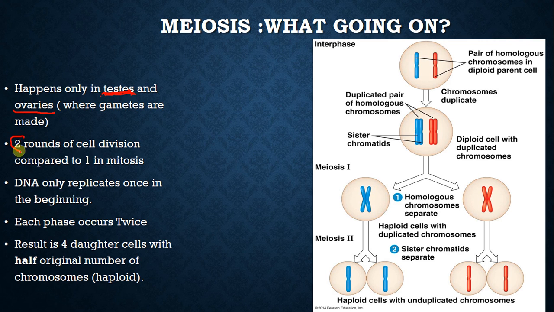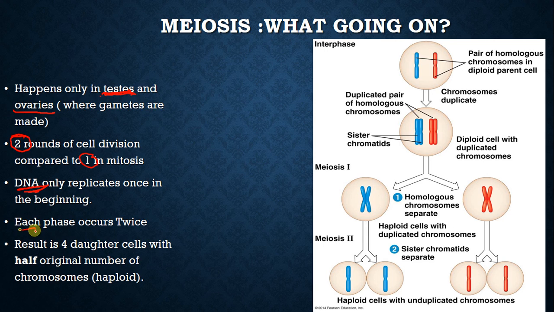Unlike mitosis, there are 2 rounds of cell division compared to just 1. So in meiosis, the parent cell divides once, twice, and creates gametes. But DNA is only replicated once at the very beginning. So it goes through something like mitosis once, where it duplicates DNA and splits into 2 daughter cells, but then those 2 daughter cells split in half again without duplicating their DNA. And that's how we get gametes.